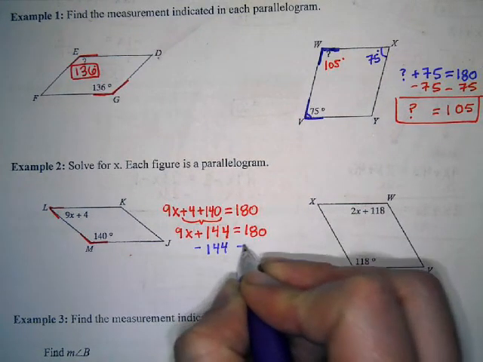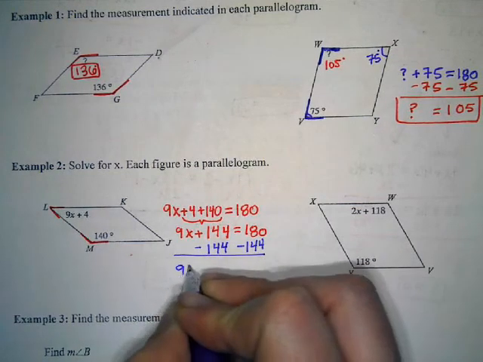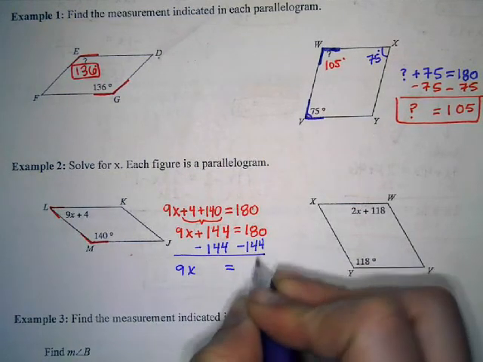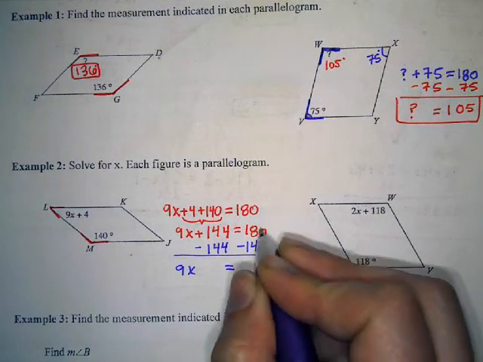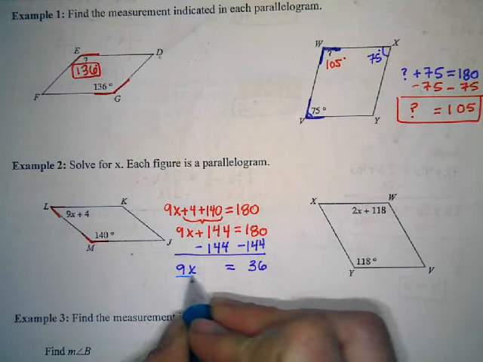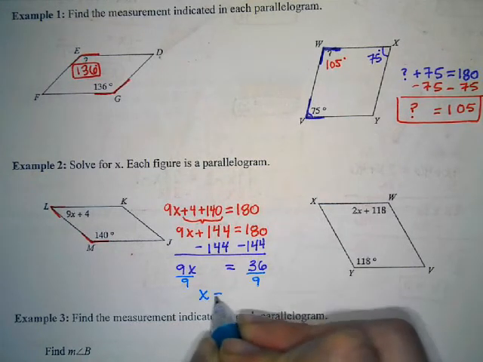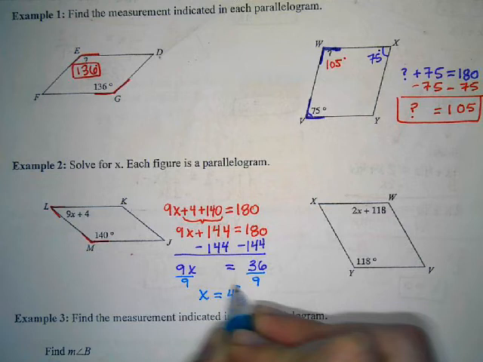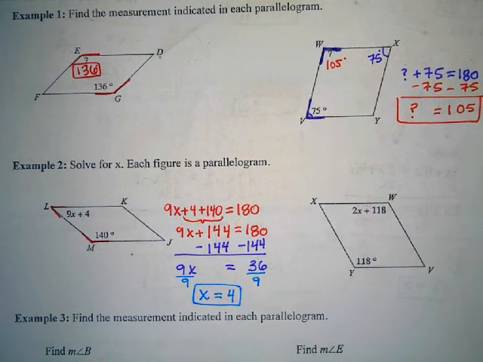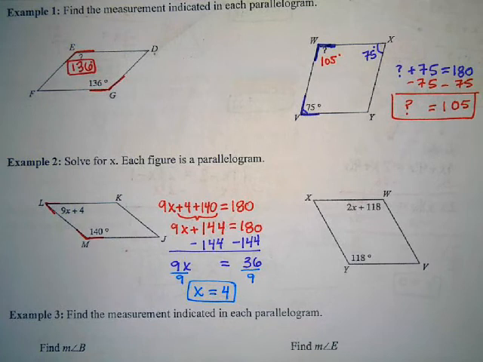Minus the 144. What? I heard an oh no. Divide by 9. X equals 4. It says solve for x. That means we are done. We don't have to plug in.